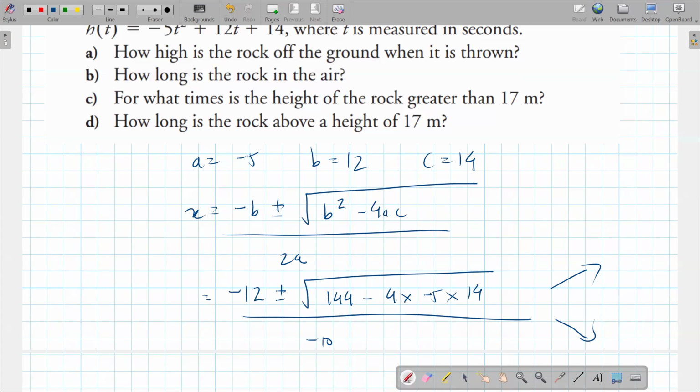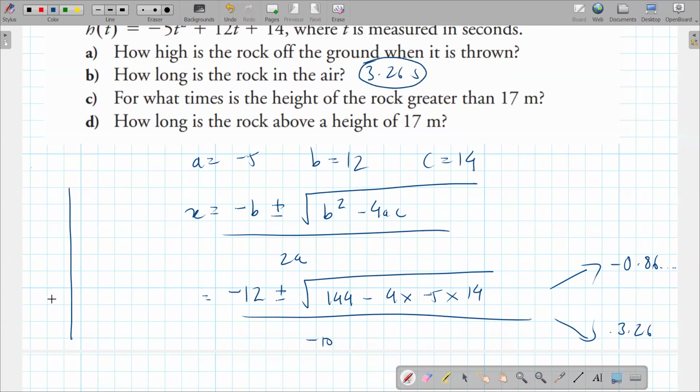Which one do you think is the answer? The positive one or the negative one? The positive one. Yeah, obviously the positive one, because time cannot be negative, right? This one was definitely a quadratic formula question because the x-intercepts I got are very weird numbers. For the negative one, I get -0.86. It's not a whole number, it goes on forever. And for the other one, I got 3.26. So therefore, the answer is obviously 3.26 seconds.